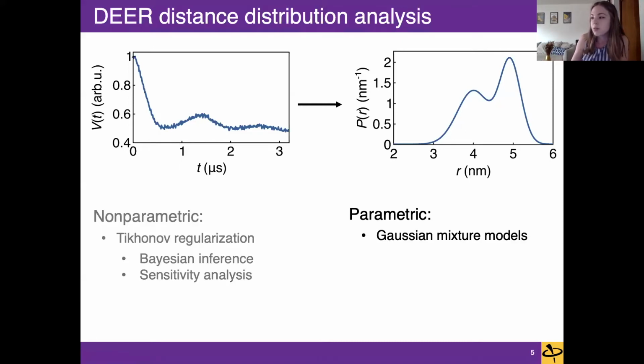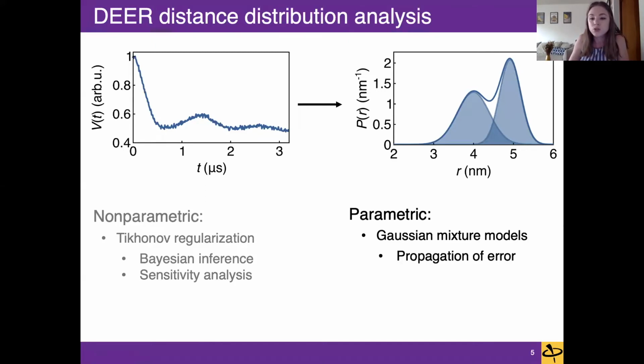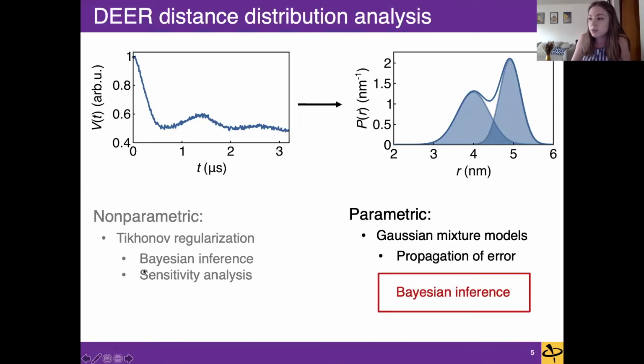But since this talk is focused on parametric models, that's all I'm going to say about non-parametric, and we're going to switch gears and talk about this primary analysis method, which is Gaussian mixture models. And so this analysis assumes the shape of the distance distribution to be a sum of Gaussians. And to be clear, this is done for mathematical ease and not because we necessarily believe that the distribution is Gaussian in shape. So the primary method of error analysis here is to statistically evaluate the fit parameters using a method known as propagation of error. And so what we've done is take this Bayesian inference method previously applied to Tikhonov regularization in a limited capacity and apply it to our Gaussian mixture models.